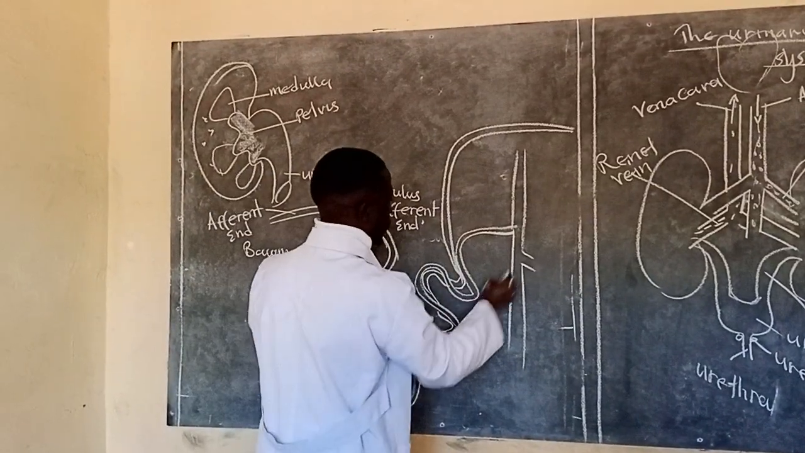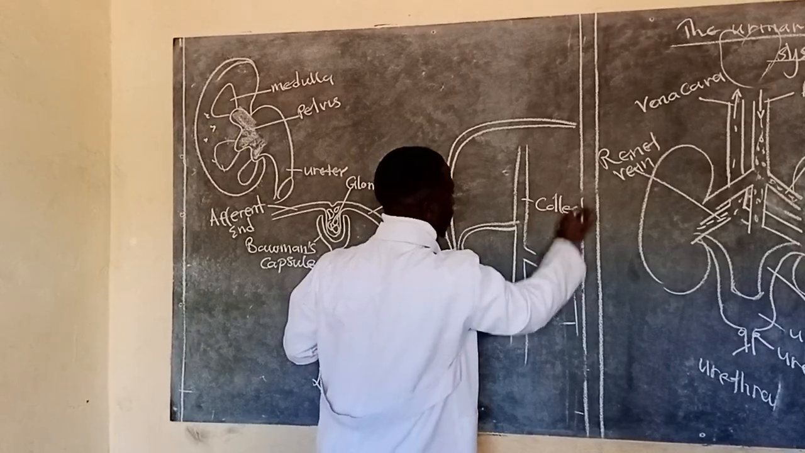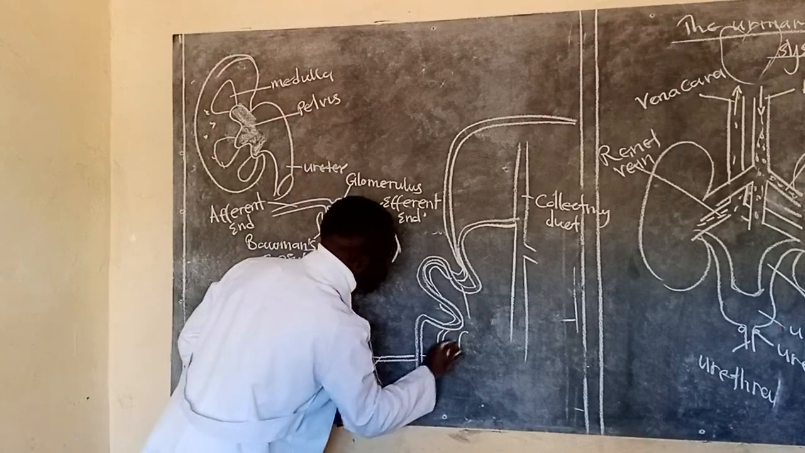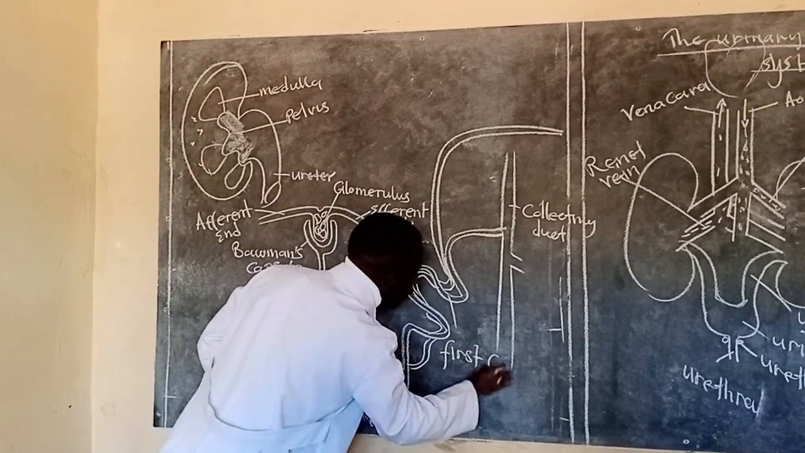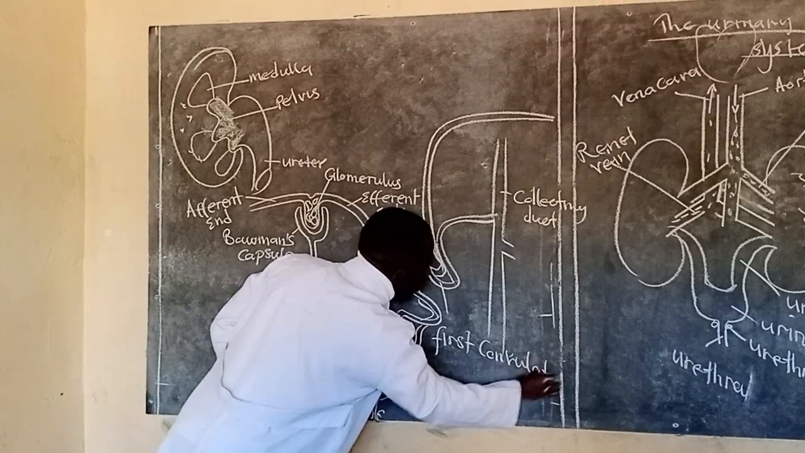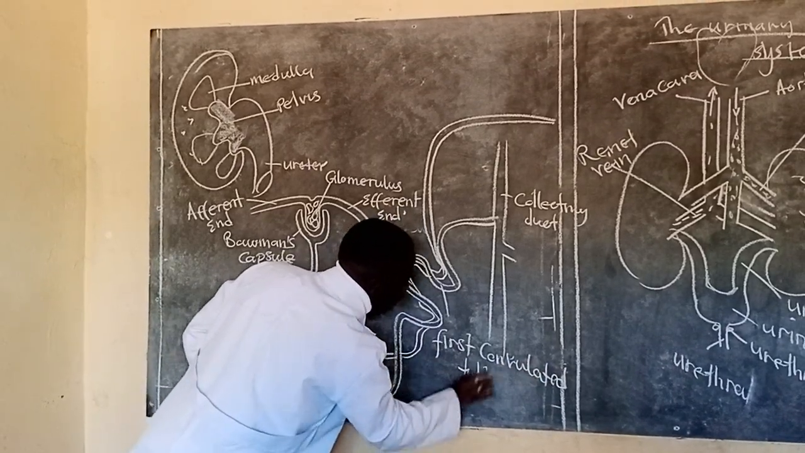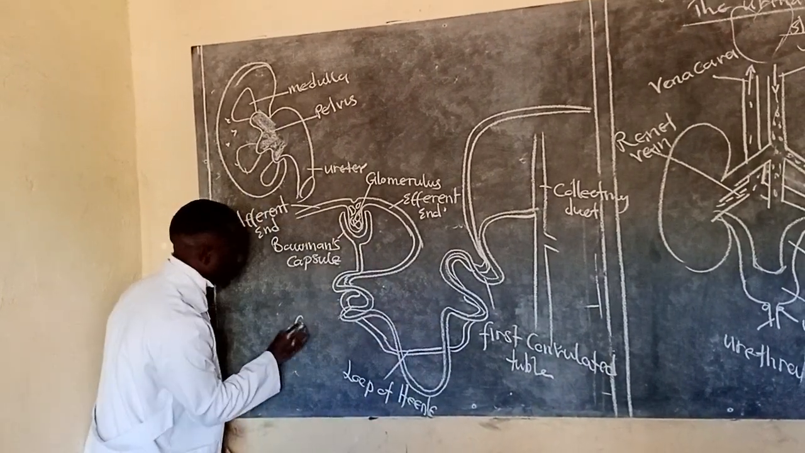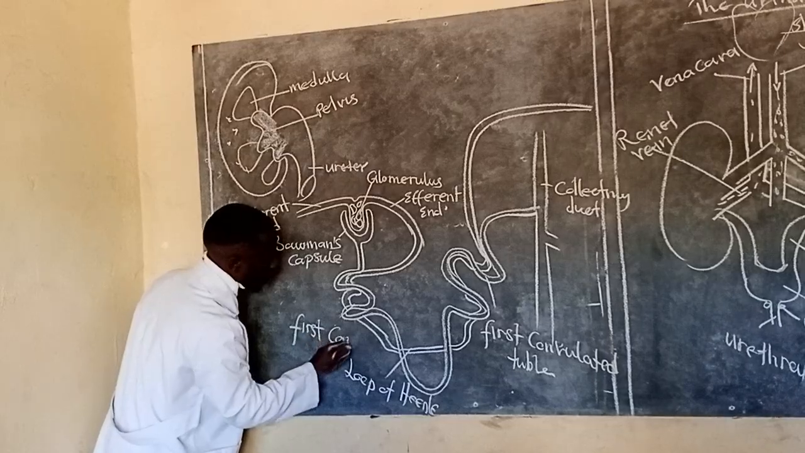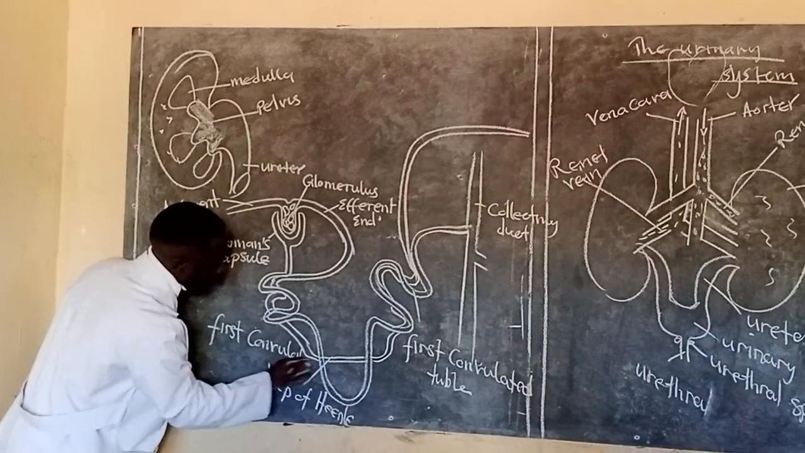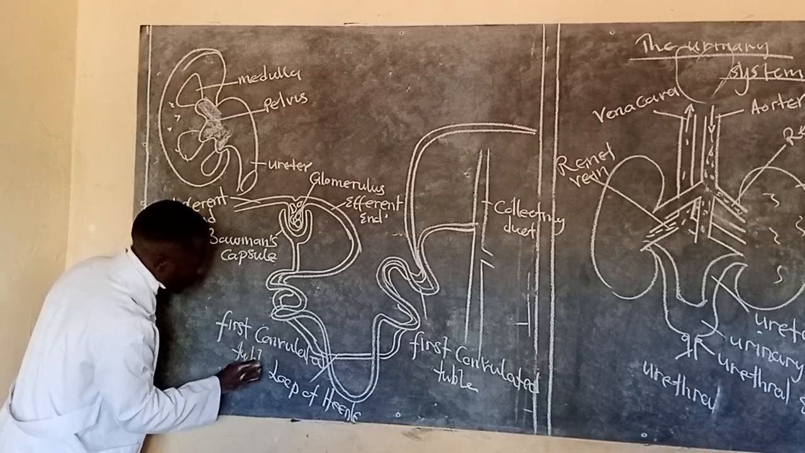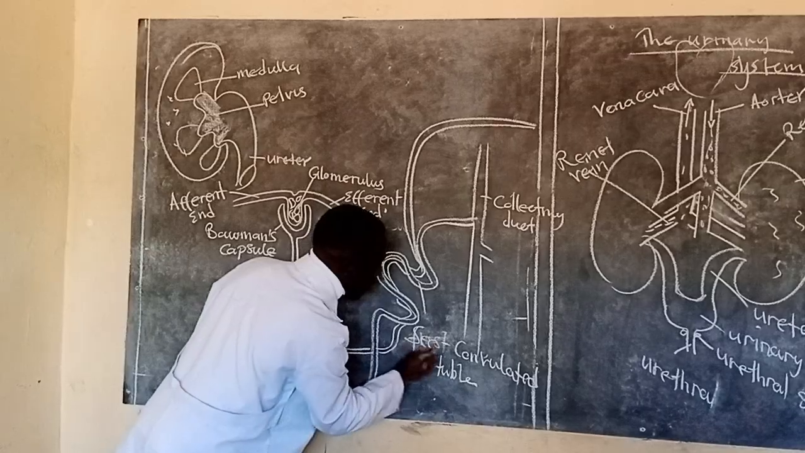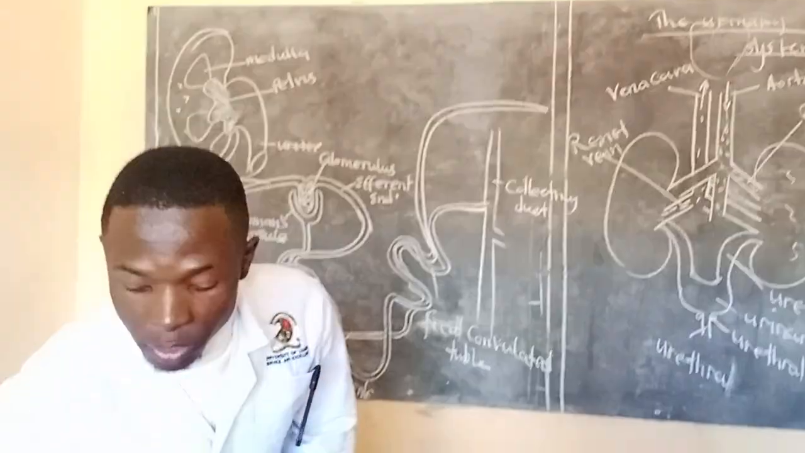Okay? Then we have the collecting duct here. Collecting duct. And this is what we call the first convoluted tubule. Okay? And this one here, sorry, this is the second, this is the first. First convoluted tubule. Okay? Then this one, right, second. So there's a distal and a proximal.